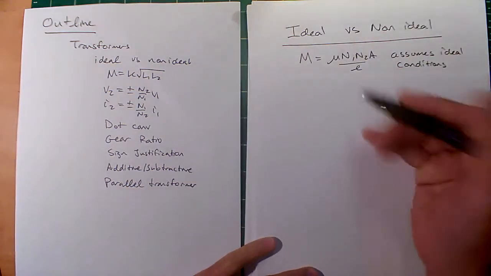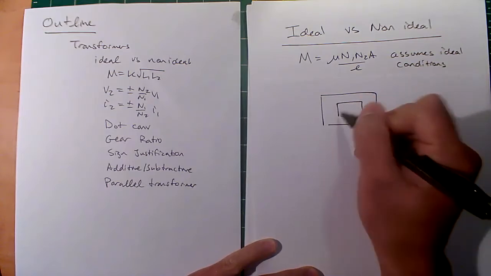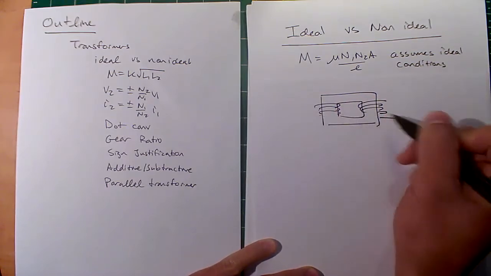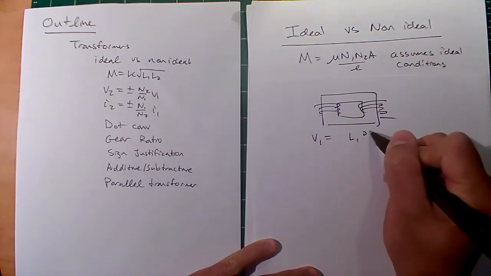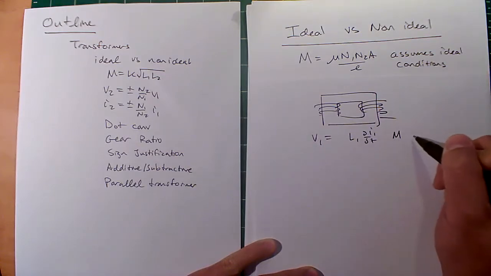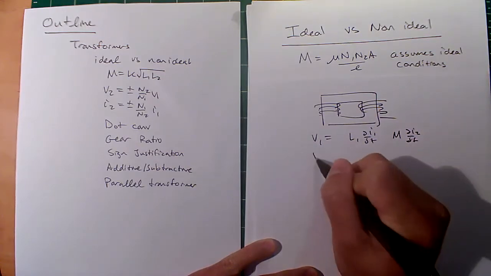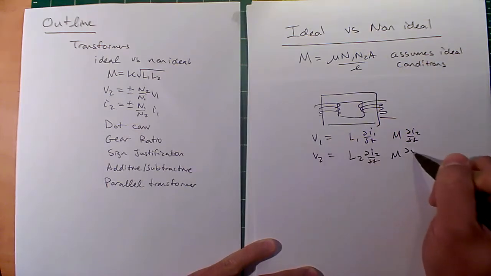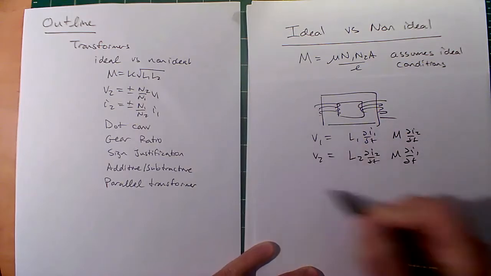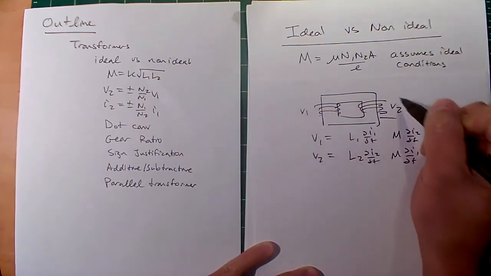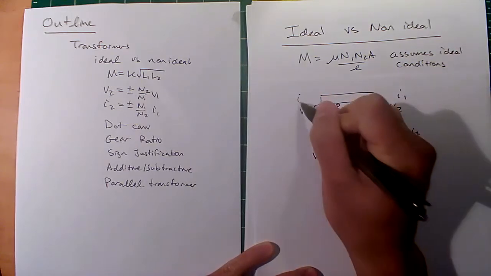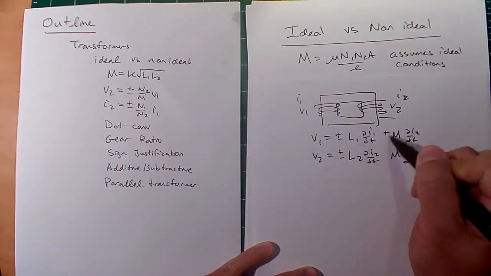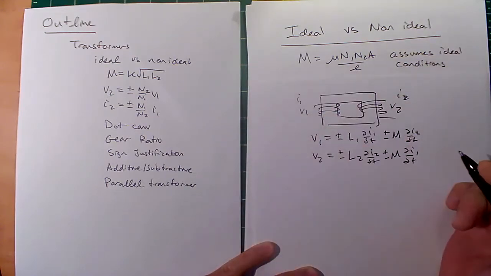And so remember, what we're dealing with is a transformer with coils on one side, coils on the other, right? And we had our equations like V1 equals L1 dI1/dt plus or minus M dI2/dt, and then V2 equals L2 dI2/dt plus or minus M dI1/dt. So let's not forget our picture here. So we have V1, V2, I1 and I2. And these are plus or minus, all dependent on the dot convention. Okay.